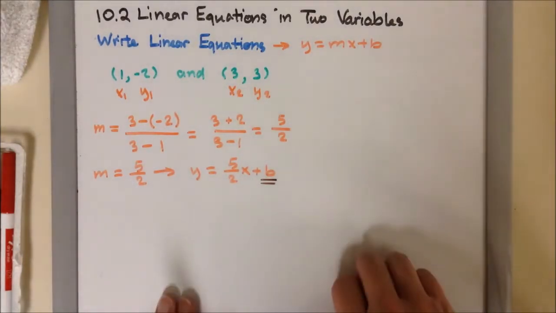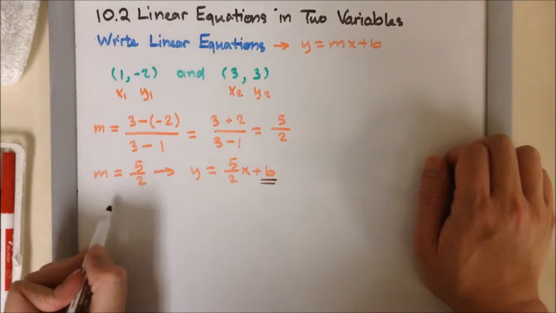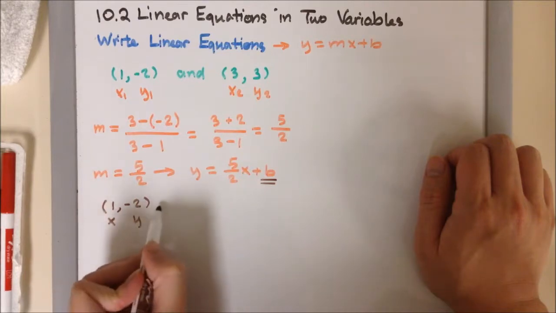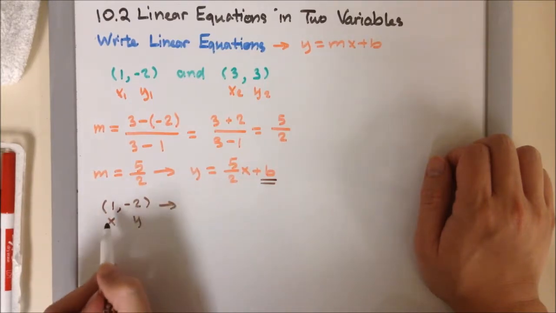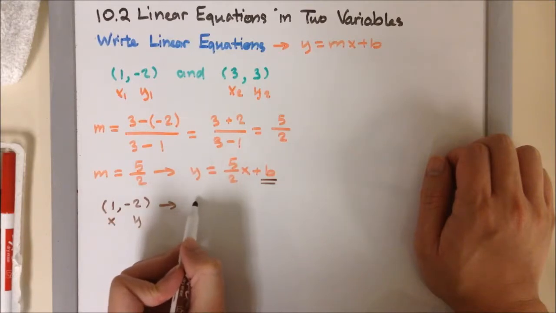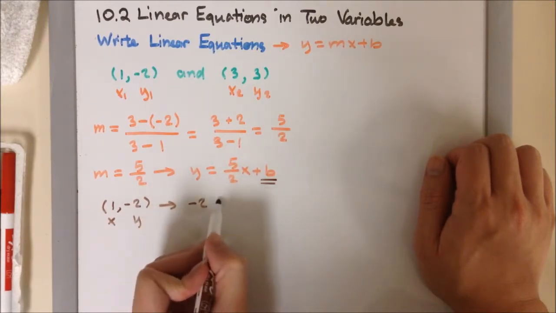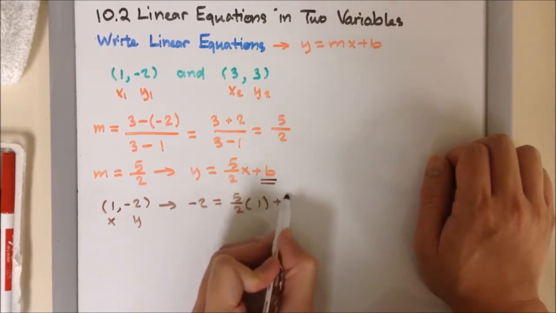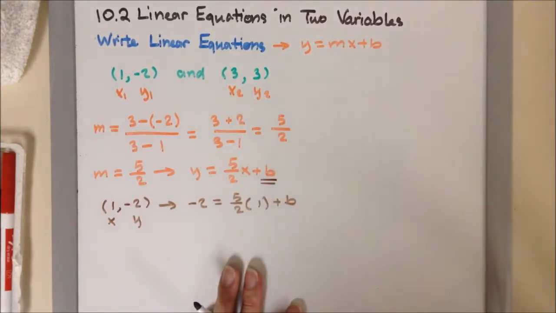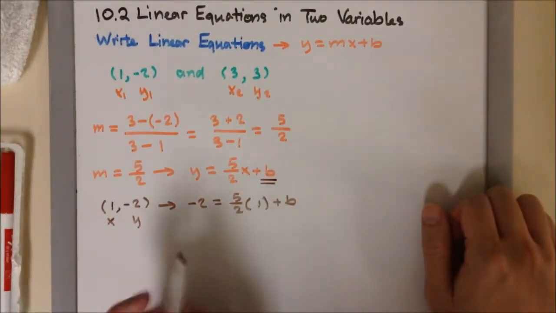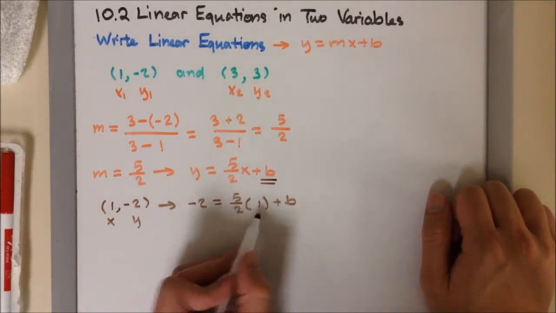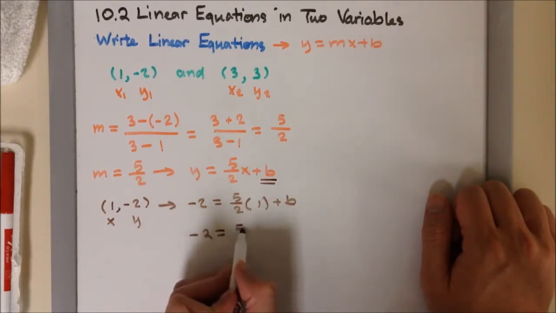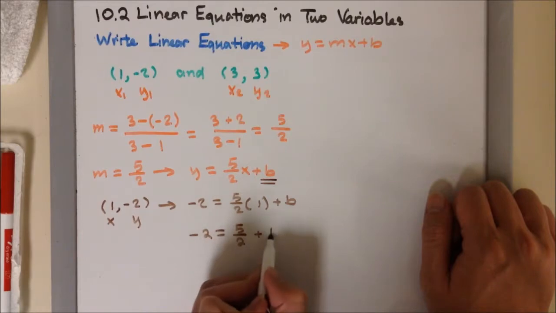So, say I want to use the first corner point, (1, -2). This is my x, this is my y. I'm going to plug in negative 2 for the y and 1 for x. So this is how it's going to look: negative 2 equals 5 half times 1 plus b. I'm going to simplify. 5 half times 1 is just 5 half. So this is what you're going to have: negative 2 equals 5 half plus b.